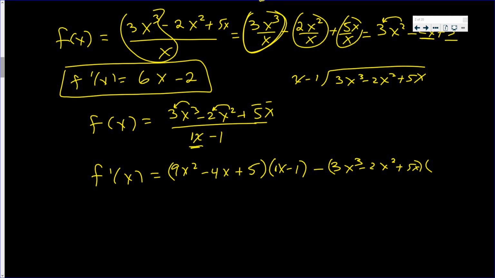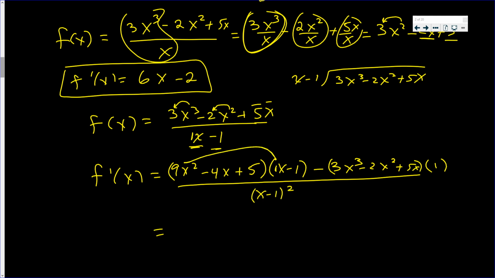So the derivative of 1x is 1 minus the derivative of 1 is 0. So 1 minus 0 is just 1, all over, don't forget, the denominator squared. So you distribute. You get 9x cubed minus 9x squared.